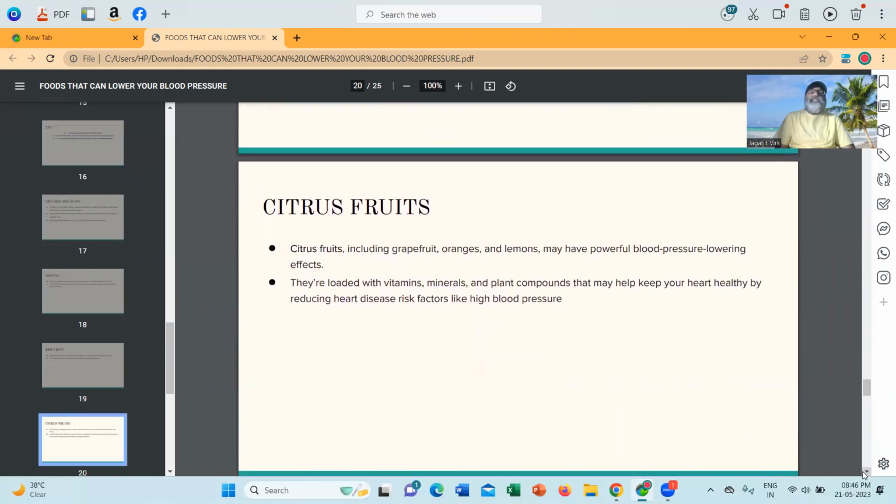Citrus fruits. Citrus fruits, including grapefruit, oranges, and lemons, may have powerful blood pressure lowering effects. They are loaded with vitamins, minerals, and plant compounds that may help keep your heart healthy by reducing heart disease risk factors like high blood pressure.